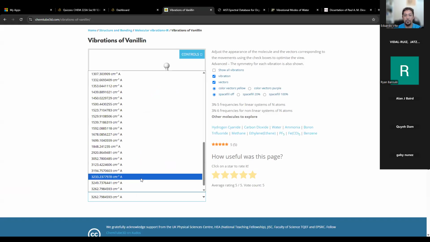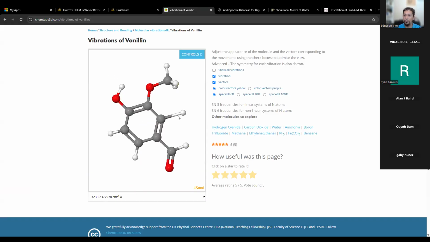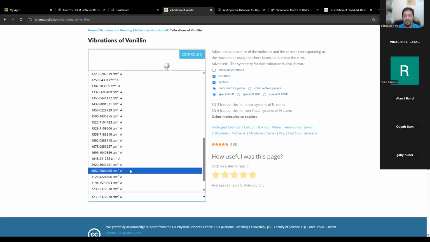Let's look at the next lowest one. That is another one. That is the other type of carbon-hydrogen aromatic stretch. Only this singular one. This is also a very sharp peak. You can find that at 3233. And then let's look at the last one here.